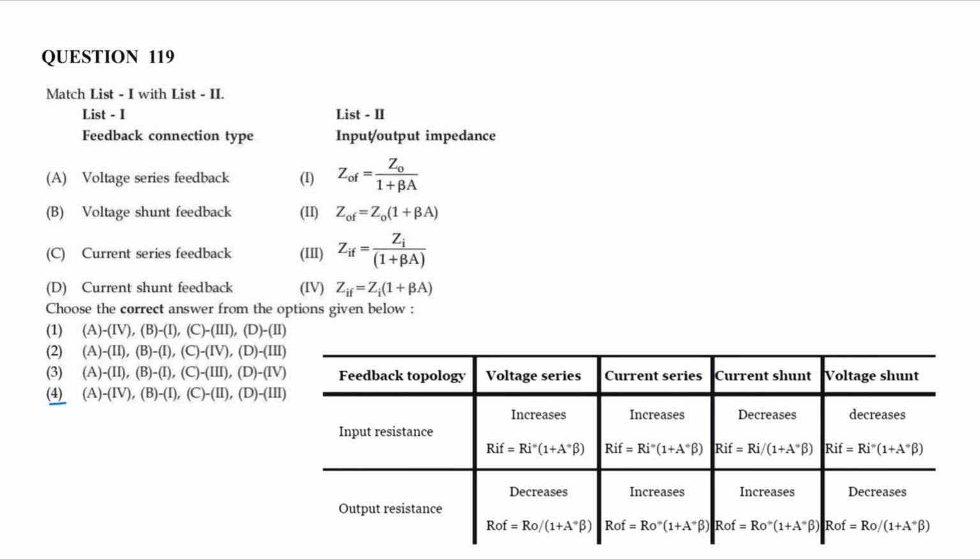Next question. Voltage series feedback. In voltage series feedback, input resistance increases and output resistance decreases. Input resistance increases by 1 plus A beta times. Voltage shunt feedback: in voltage shunt feedback, output resistance decreases.